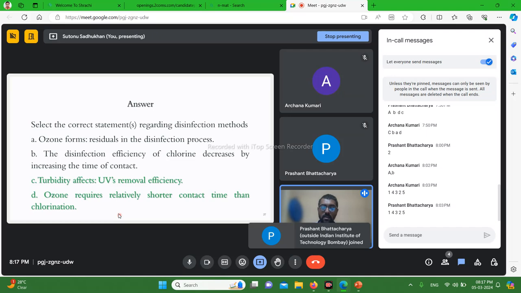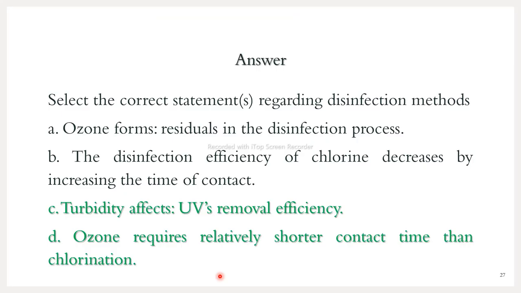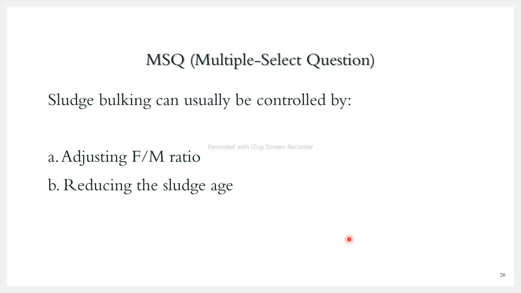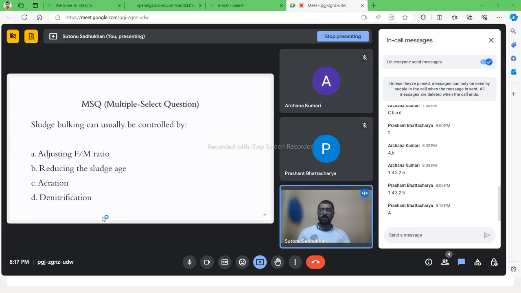Welcome, Prashant. We just discussed one MSQ. Okay, so the next MSQ is: sludge bulking can usually be controlled by. I told you earlier that there will be a question on sludge bulking to understand this concept in a bit deeper way. Option A is adjusting food to microbes ratio. Option B is reducing the sludge age. Option C is aeration. Option D is denitrification. So how can you control the sludge bulking? By controlling all of them or a few of them or none of them?